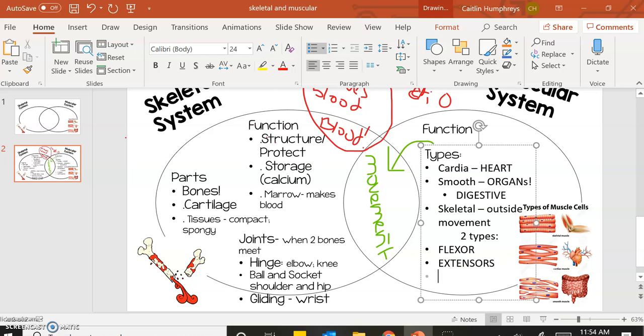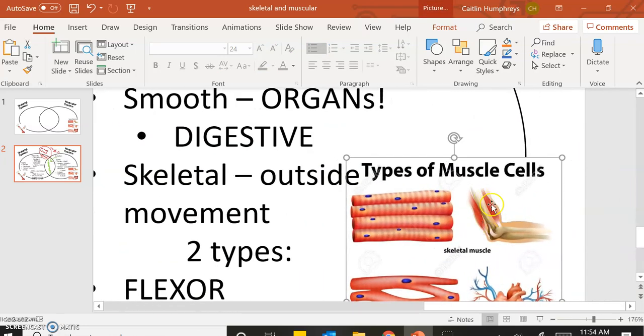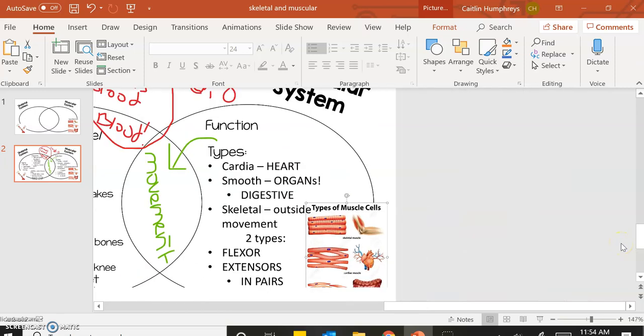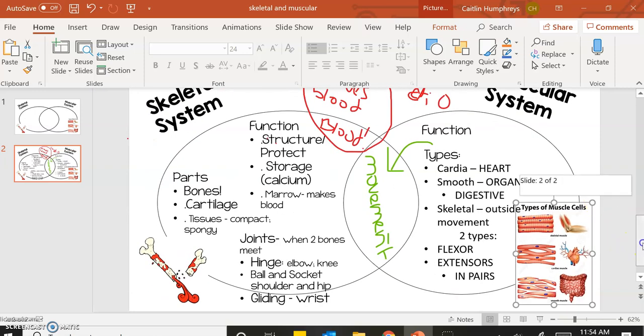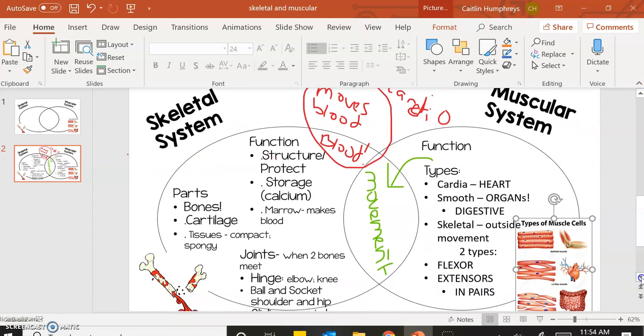Now, the really cool thing about our bodies is that these are in pairs. Our body has flexors and extensors in pairs because if a muscle can move forward, it has to have something move it back. So if you look at this image right here, our bicep is a flexor that makes our arm come forward. But the back of our arm is called a tricep, and that extends, that pulls this muscle back down. So they are pairs, flexors and extensors. Bicep and tricep is the easiest to remember. And that concludes our notes, ladies and gentlemen. That is the skeletal and muscular system in 10 and a half minutes.